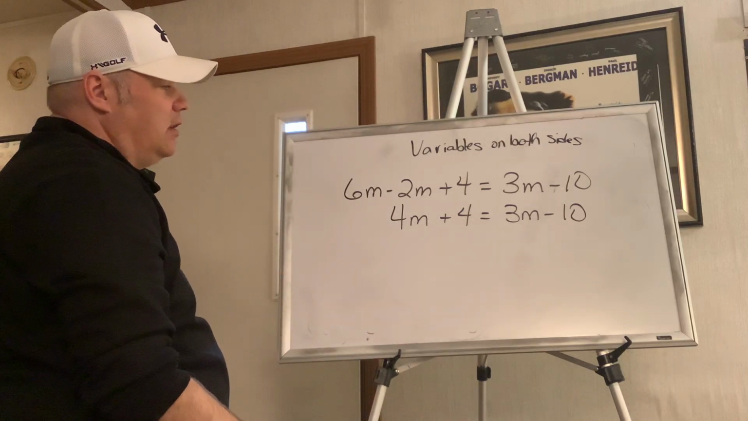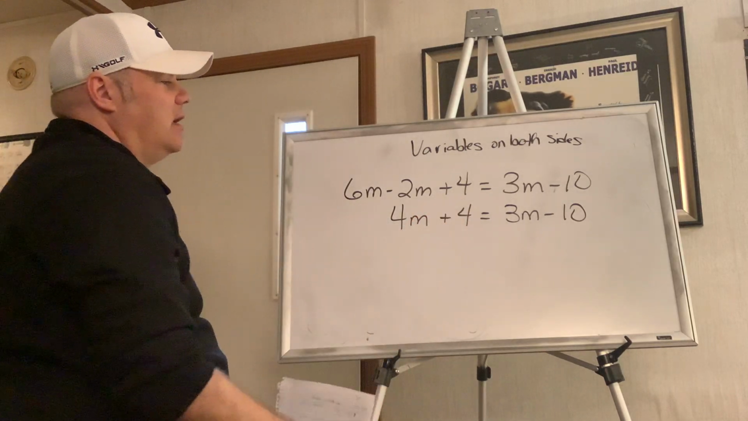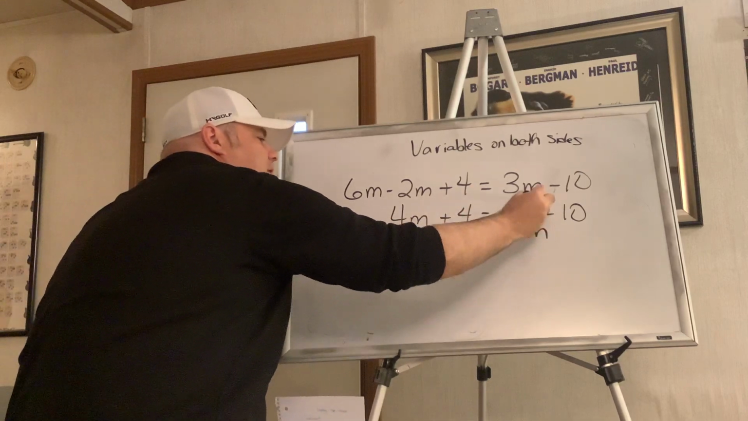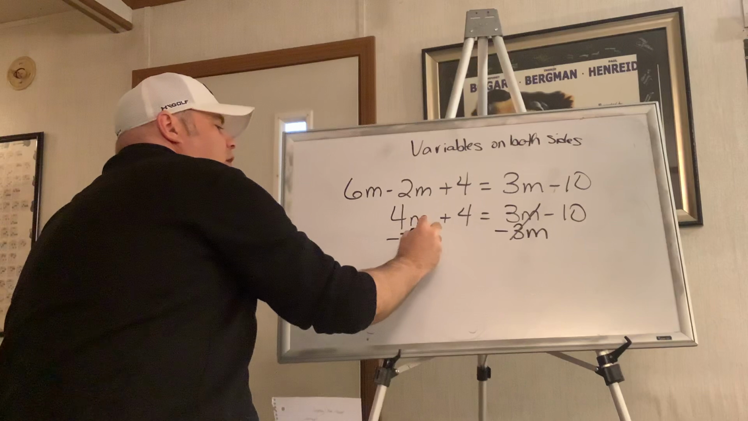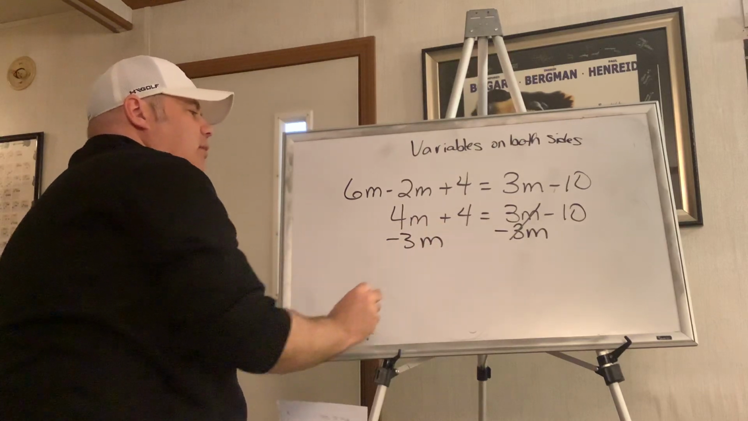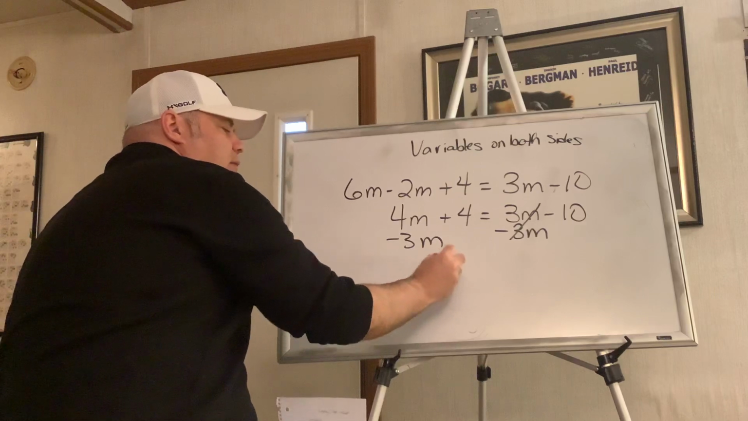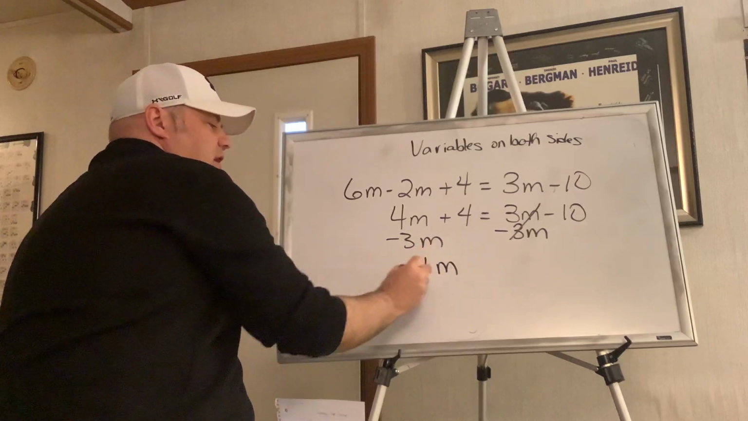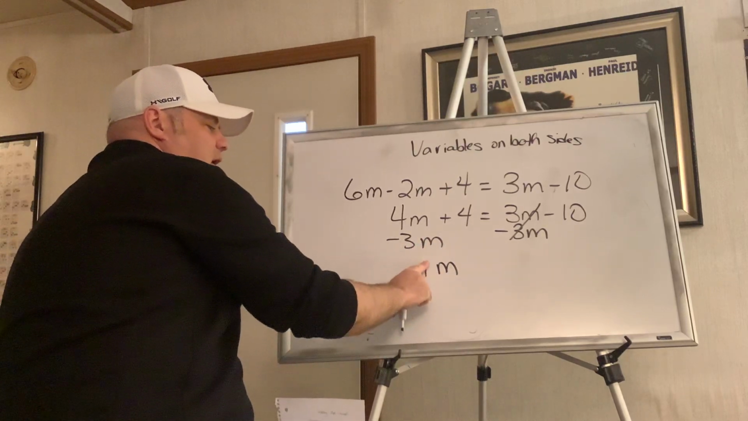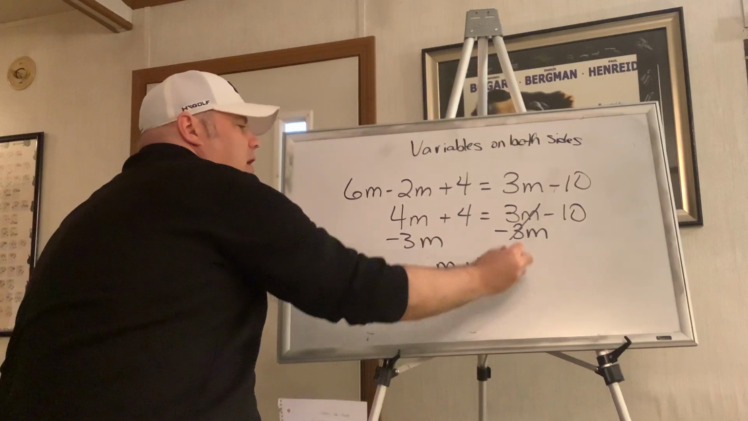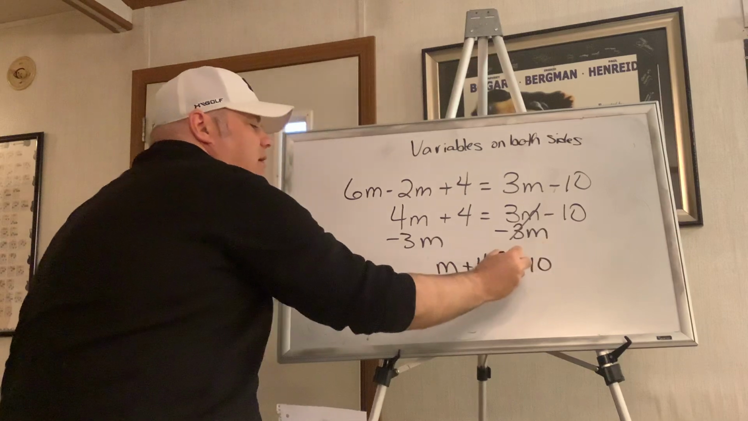Okay, now I look and say, okay, there's nothing else to combine. Let me get the m over here. I'm going to take away these 3 machines and move them over here. Now what happened was 4m minus 3m leaves me with 1m, but we don't write 1m. If you did, that's fine, but it's just m. I still have my plus 4. Over here I have my negative 10.